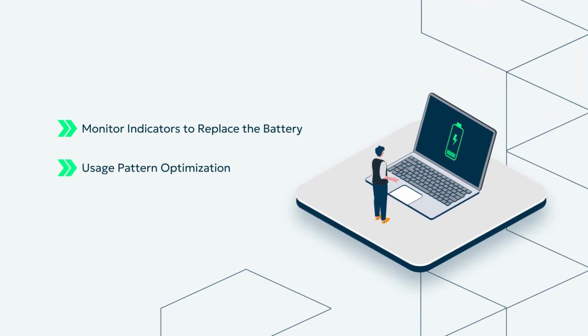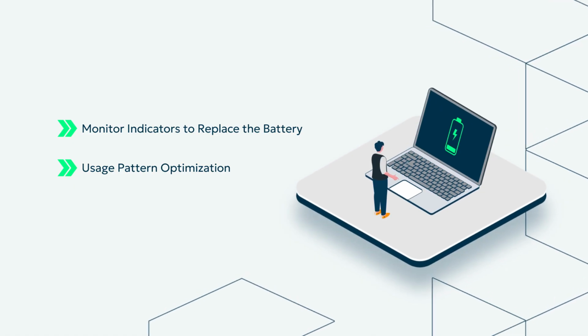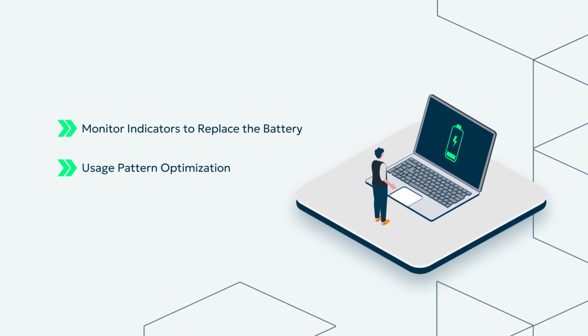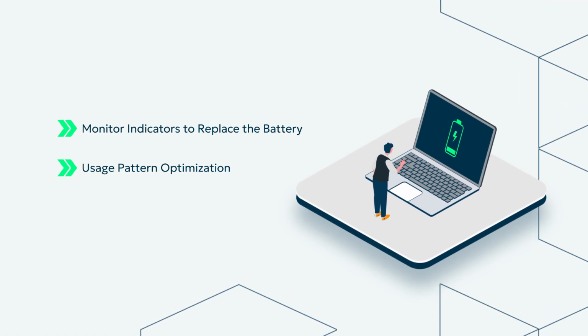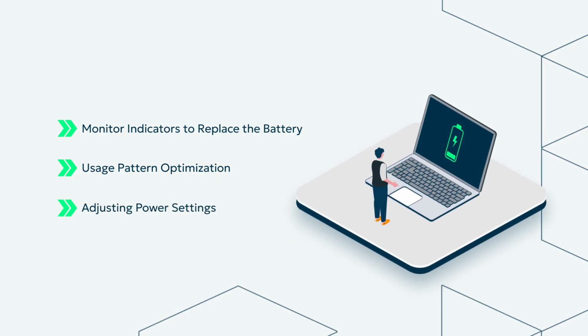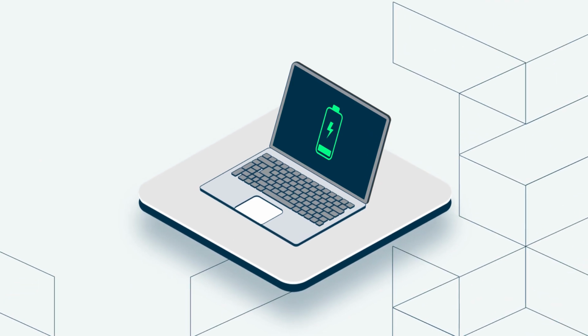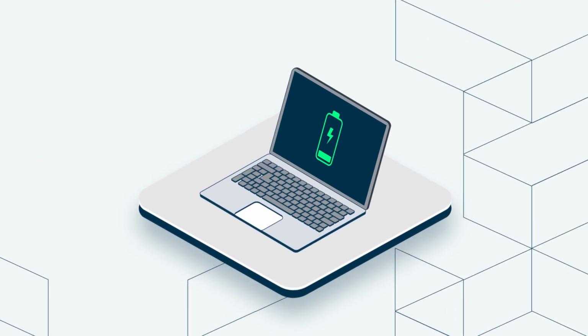Optimize your battery use with practices like maintaining a 20 to 80% range, scheduling your charging times, and avoiding shallow discharges or exposure to high temperatures. And finally, set and adjust your power settings that fit your device use. A healthy battery makes your PC's lifespan last longer and perform better in the long term.